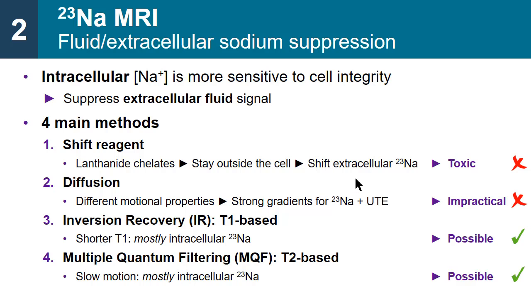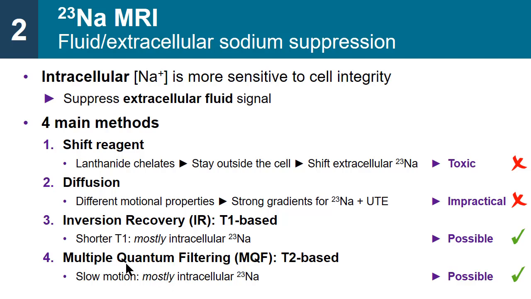So you can select the intracellular signal, but this is toxic, so you cannot use it in humans. Diffusion is another method. They have different motional properties inside and outside the cells, but for this you need very strong gradients and ultra-short echo time, so it's impractical in vivo. The most used technique in the field is simple inversion recovery, which is based on the T1, assuming that the T1 is different intra and extracellular. The shorter T1 comes mostly from intracellular sodium.